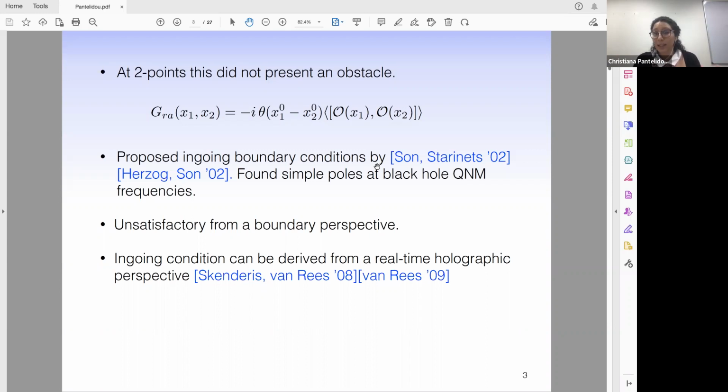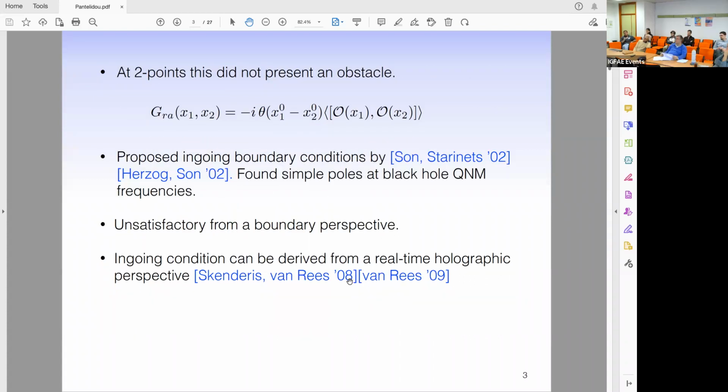Real-time holography is an extension of the standard AdS/CFT dictionary that tells us how to deal with Lorentzian observables. One such prescription came from Skenderis and van Rees in 2008. If we start with this prescription, one can prove explicitly that for two-point functions you can derive this ingoing boundary condition at the horizon. I'll show this later on in the talk.